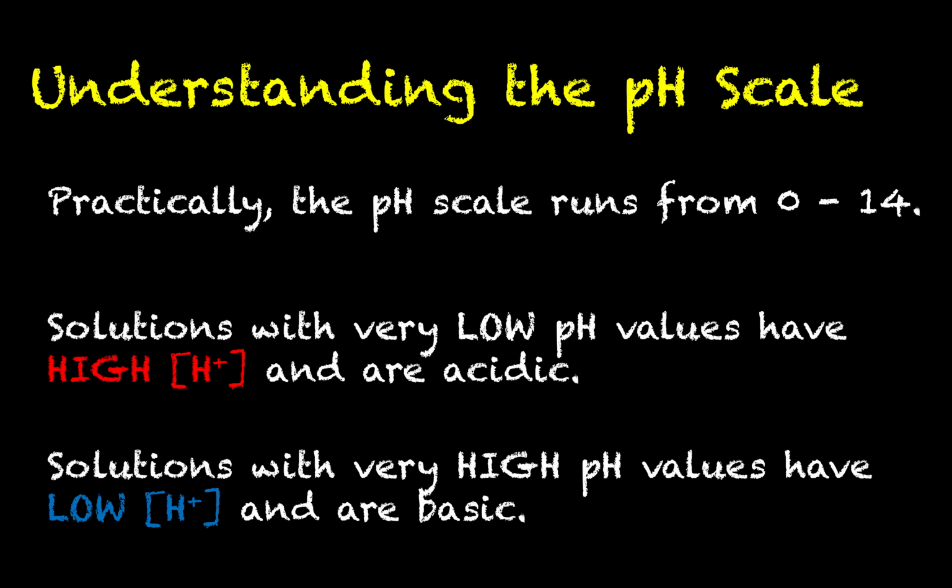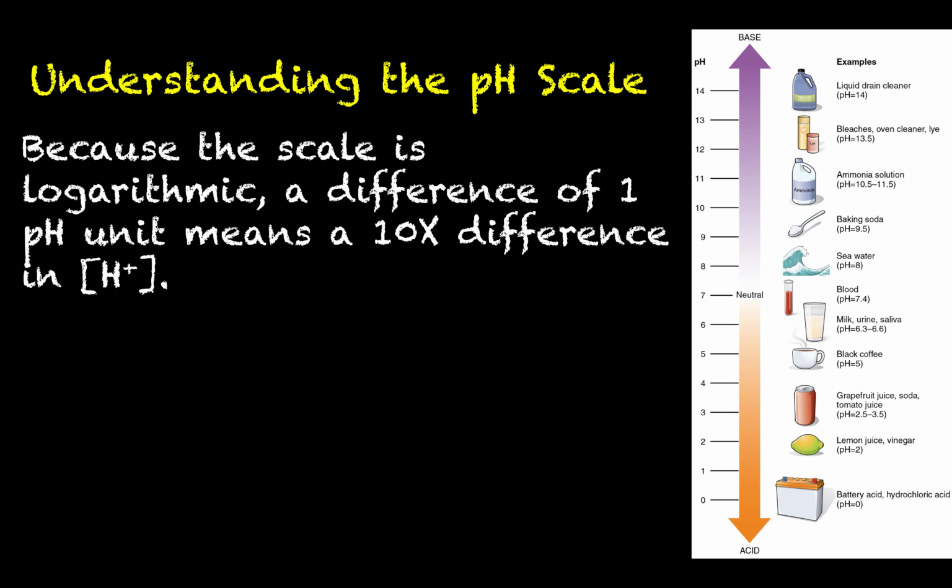Similarly, solutions with very high pH values will have low hydrogen ion concentrations, and we'll consider those solutions to be very basic. On the far right here, you can see a figure from the textbook showing you how different types of everyday substances have a variety of different pH values associated with them. Battery acid obviously is very acidic.